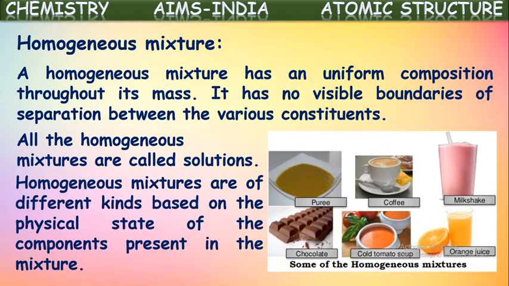Homogeneous mixtures are of different kinds, based on the physical state of the components present in the mixture. Now if you see here, for example, coffee. Coffee is a mixture because it is made by mixing coffee powder, coffee decoction, water, milk, and some sugar. Those are all mixed together. Now it seems like one component, because the components are mixed uniformly and cannot be seen separately. Such kind of mixtures are said to be homogeneous mixtures. These homogeneous mixtures are of different kinds again, based upon the physical state of the components present in it.